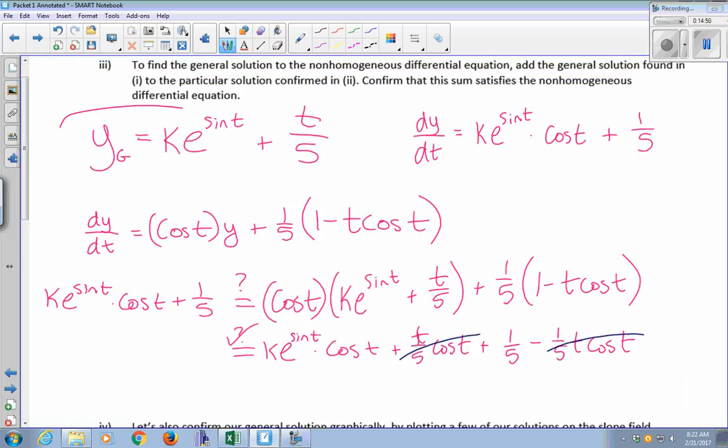So this was the answer. This is the general solution to the differential equation. Okay. And we were checking it.